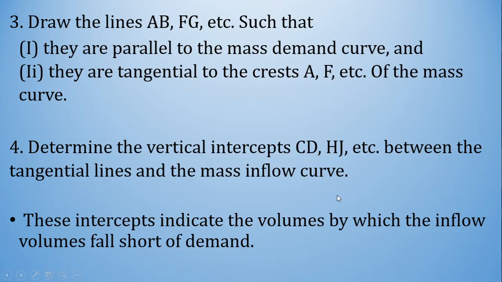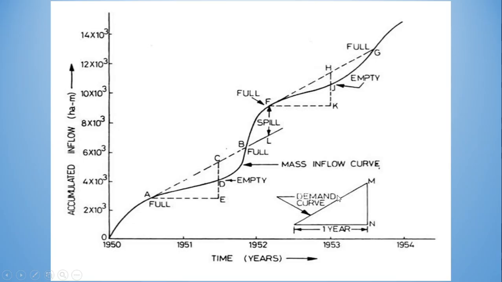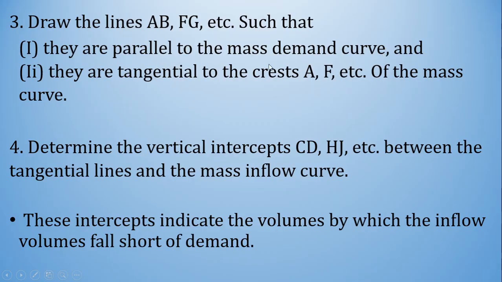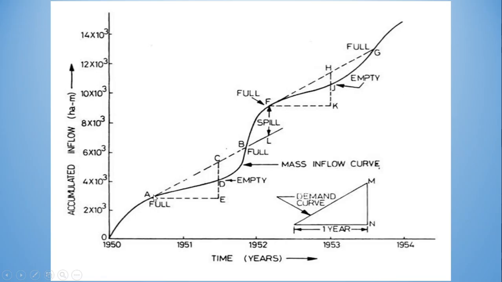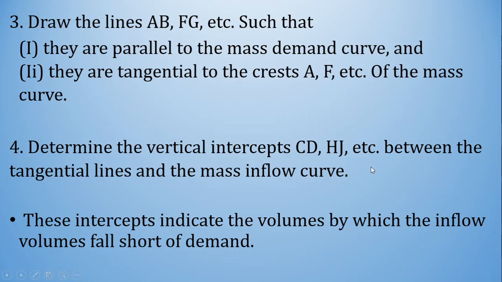Now draw the lines A, B, F, G such that they are parallel to the mass demand curve and they are tangential to the crests. Crests are the highest points A, F, etc. of the mass curve. They are tangential to A, they are tangential to F, which are the crests on the mass inflow curve. And these dotted lines are parallel to the demand curve. That care we have to take.